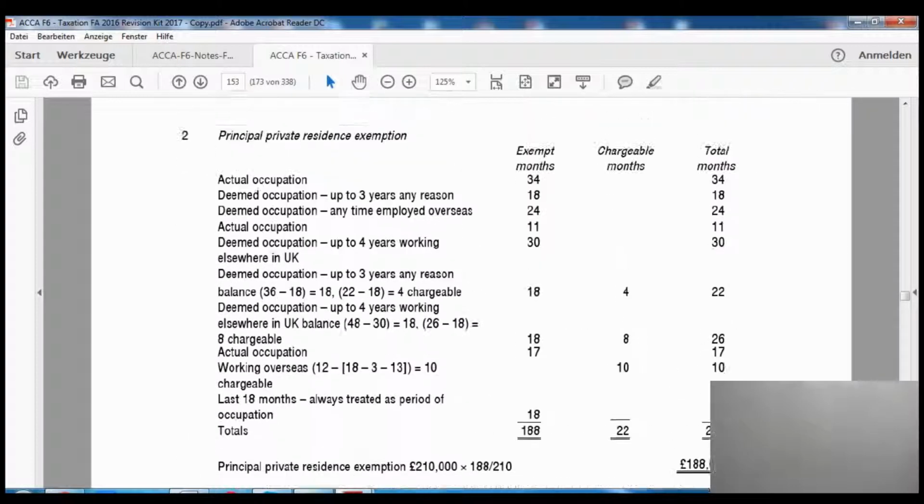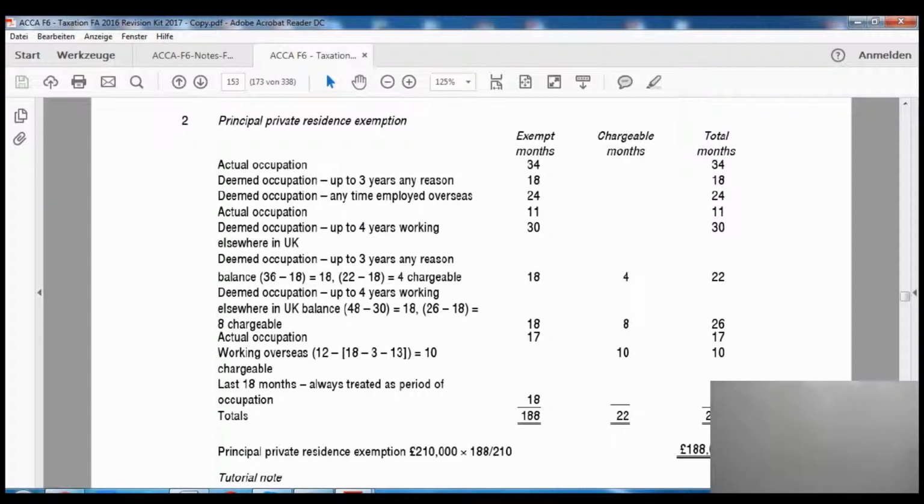This is our question. So it says principal private residence exemption. So it has divided the 3 columns: one is total months, then chargeable months and exempt months. So first of all, it says actual occupation. So these are exempt months, we know that. Then it says deemed occupation up to 3 years for any reason. So we have already used 18 months this time, right? After that, it says 24 months deemed occupation for any time employed overseas.